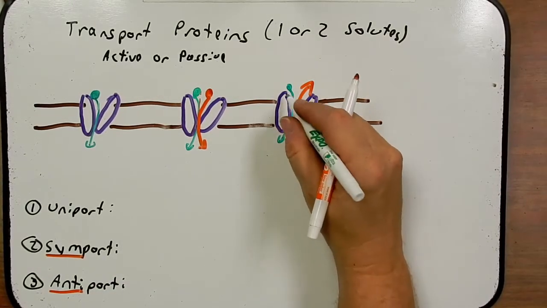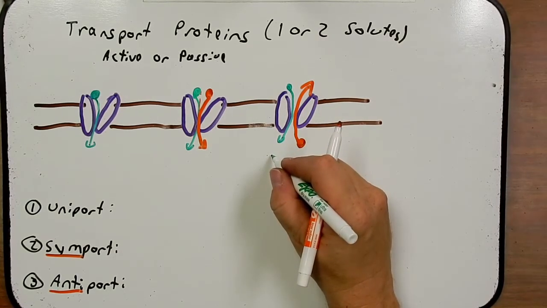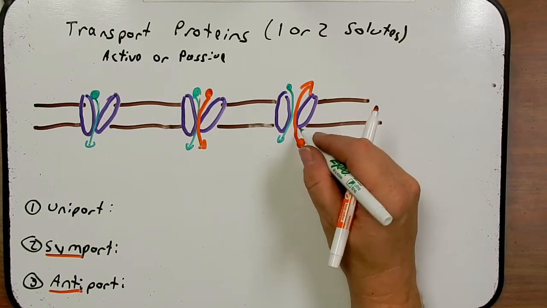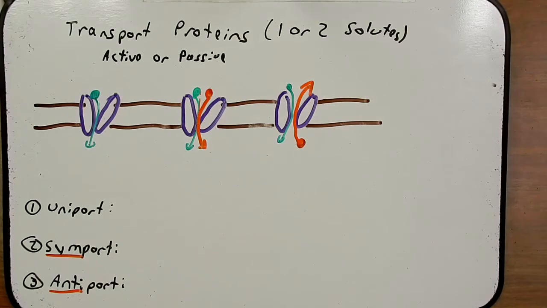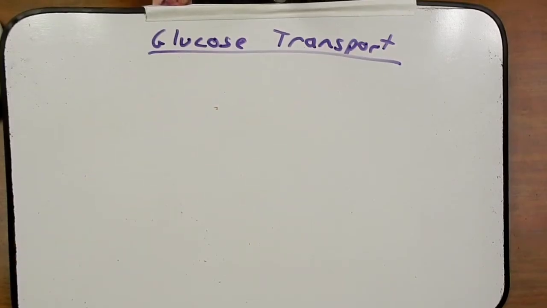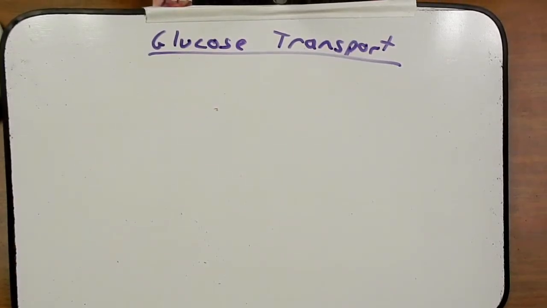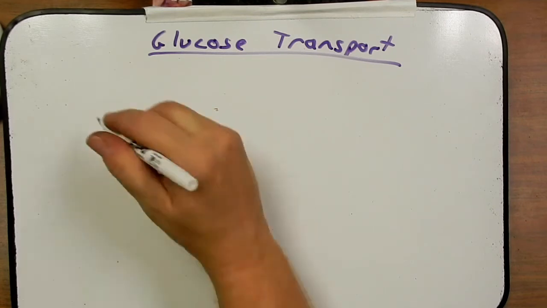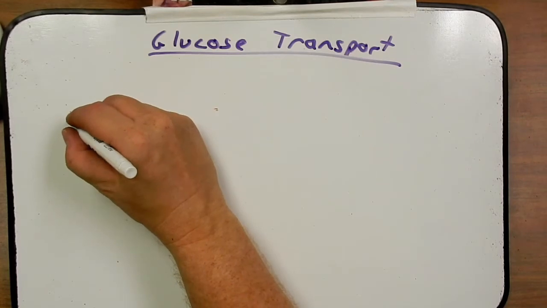So the green one is going across the membrane from the top to the bottom. The orange is going from the bottom to the top across the membrane. Okay, now to kind of bring some of these ideas together, I want to talk about glucose transport. And to do so, I want to talk about the lining of our stomach.